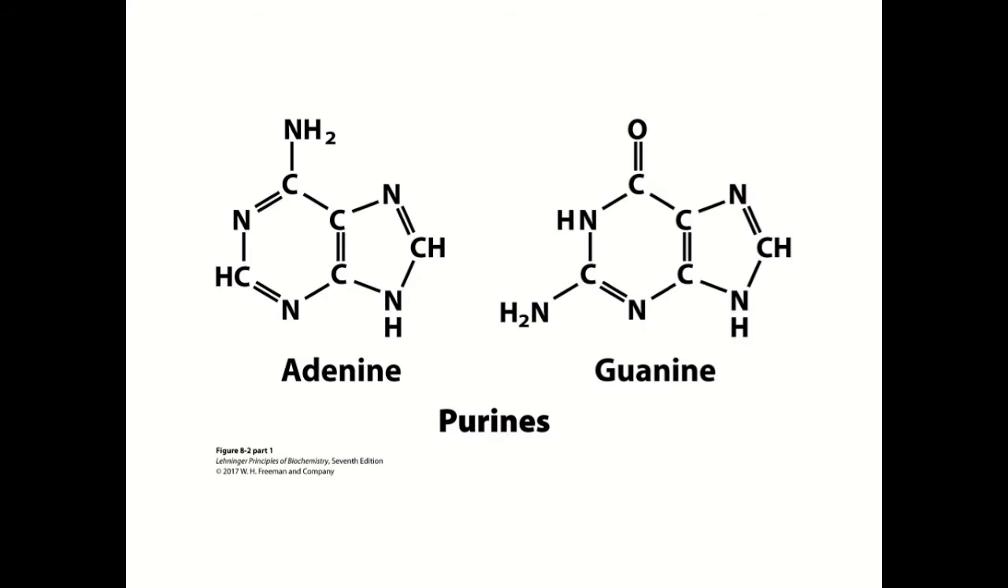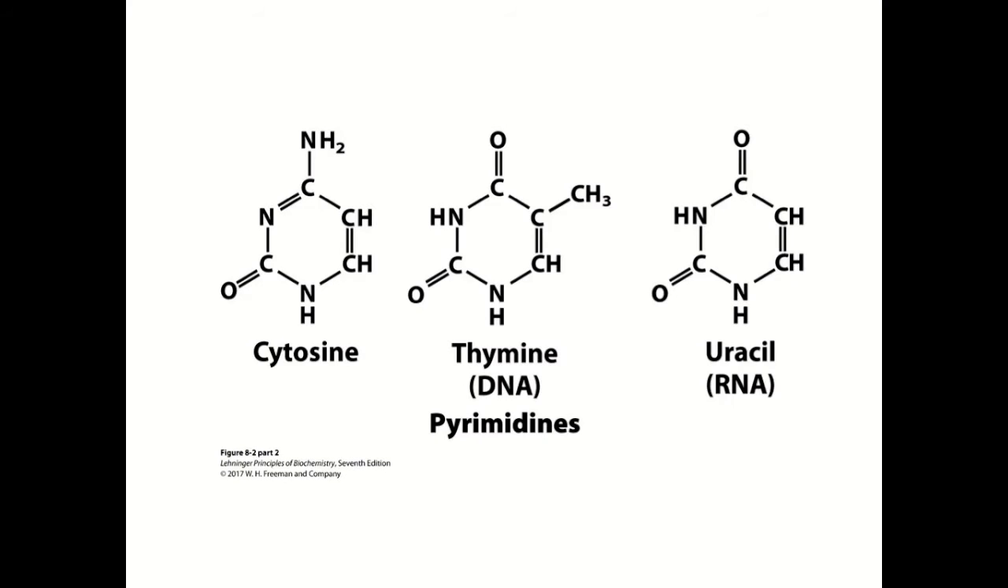The two types of purines that we see are adenine and guanine, shown here. And then the pyrimidine bases are cytosine, thymine, and uracil. Thymine is only found in DNA, and uracil is only found in RNA. So the difference between these two is whether or not there's a methyl group at that carbon. There's not in the uracil, but there is in the thymine. And then cytosine differs in that it doesn't have this carbonyl.